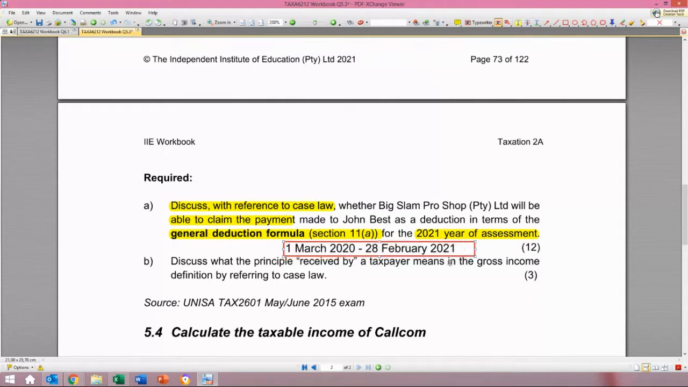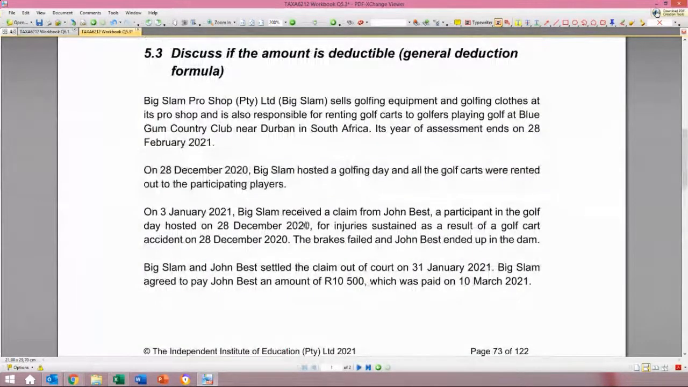Then part B, they wanted to know, based on the principal received by a taxpayer, what means in the gross income refers to, with case law. That was based on what we discussed in Monday's class. We're just going to focus on the expense in this section, but I will provide you with the solution for both after the class. So let's go through the information that they've provided to see what type of information has been given to us.